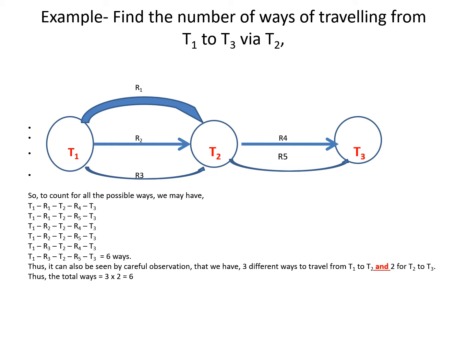we have three ways to travel from T1 to T2 and here the word "and" is very important. Two ways for traveling from T2 to T3. And means that after completing the T1 to T2 task, you have to follow the T2 to T3 task. So in total we have 3 cross 2, that is 6 ways of traveling from T1 to T3.